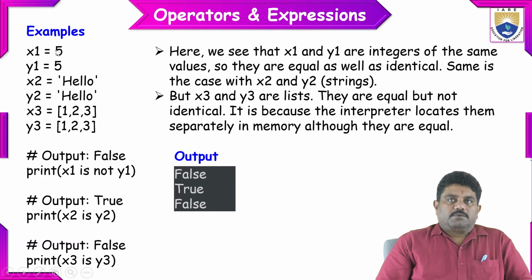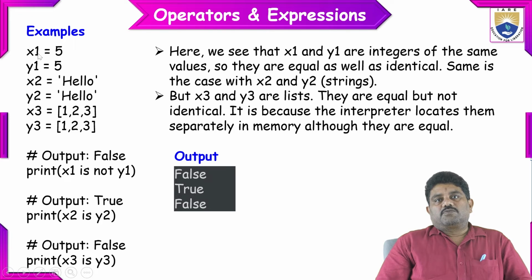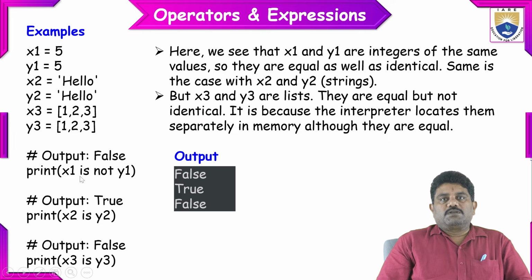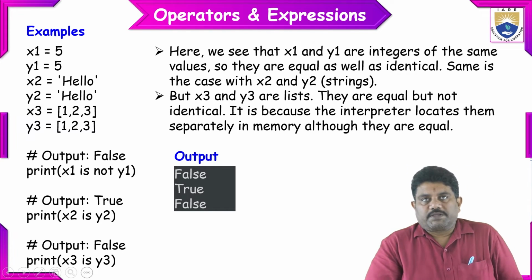Both are representing the same object in the memory. X1 and Y1 both are representing the object 5 in the memory. Here we are using is not, that's why it is printing false. If you use is, X1 is Y1, then it returns true. X2 is Y2 returns true because X2 and Y2 both are representing the same object in the memory, that is hello.